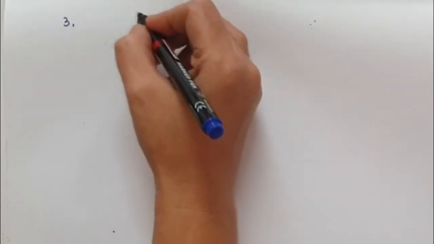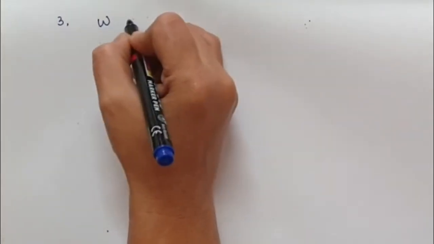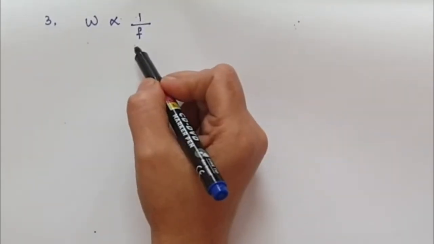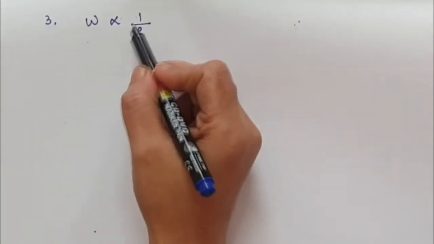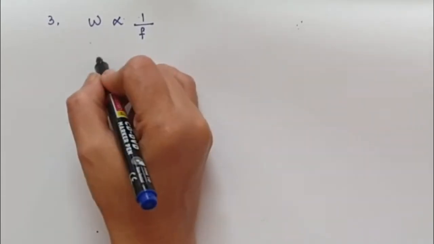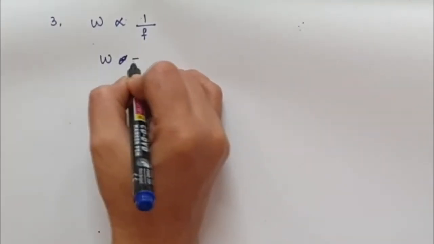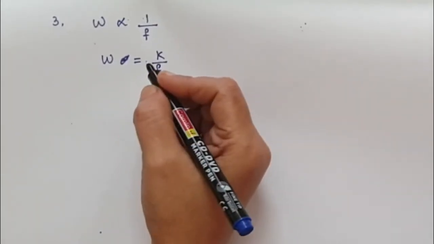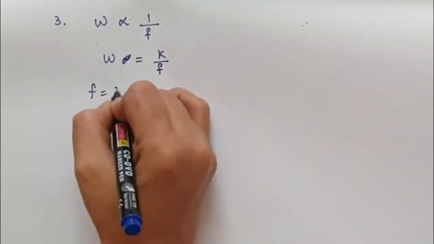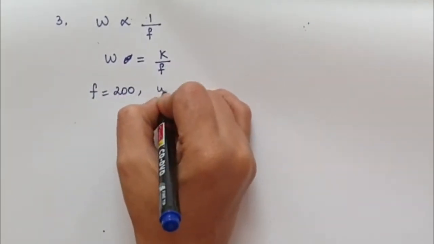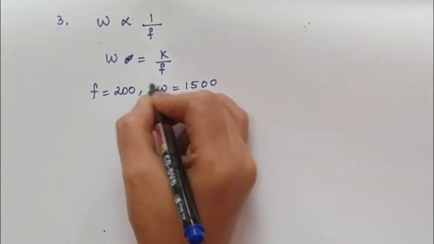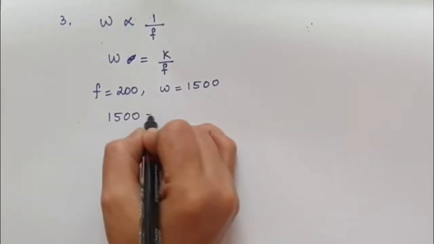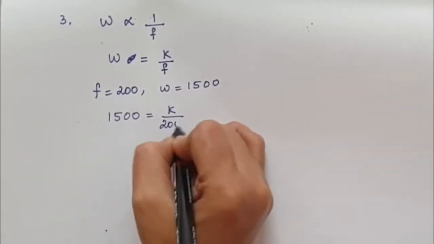Third question. It is given that W is inversely proportional to the frequency f. So inversely, so we write it in the denominator. So W will be equal to K over f. Now the values given to us are f equal to 200 and W equal to 1500. So we substitute these two values and we find the value for K. So 1500 will be equal to K over 200.